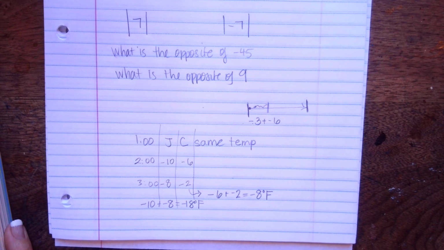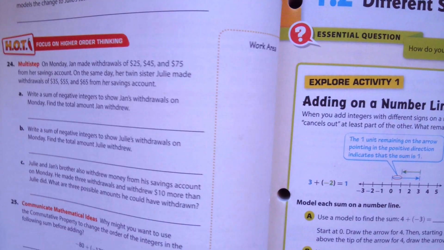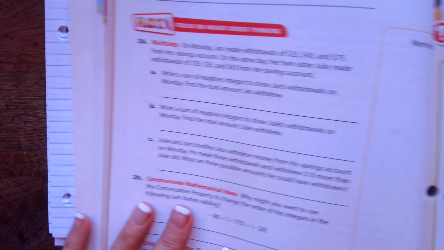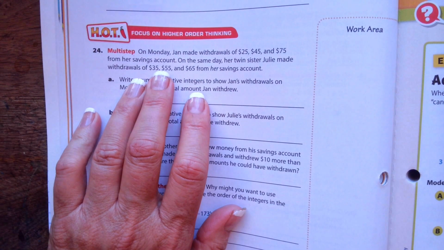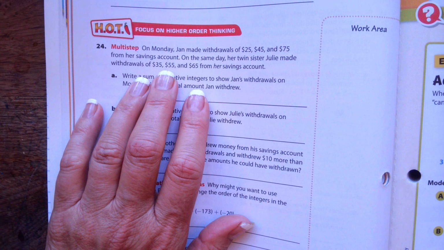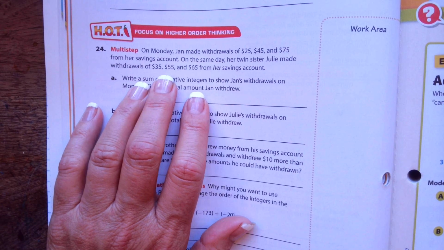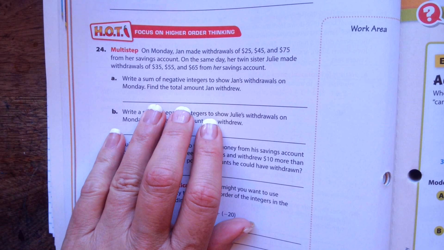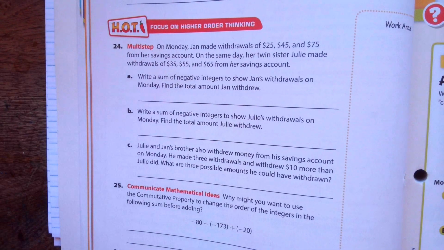No. All right. The next word problem page is page 12. And we have, on Monday, Jan made withdrawals of $25, $45, and $75. On the same day, her twin sister Julie made withdrawals of $35, $55, and $65 from her savings account. So I want you to do A, B, and C.